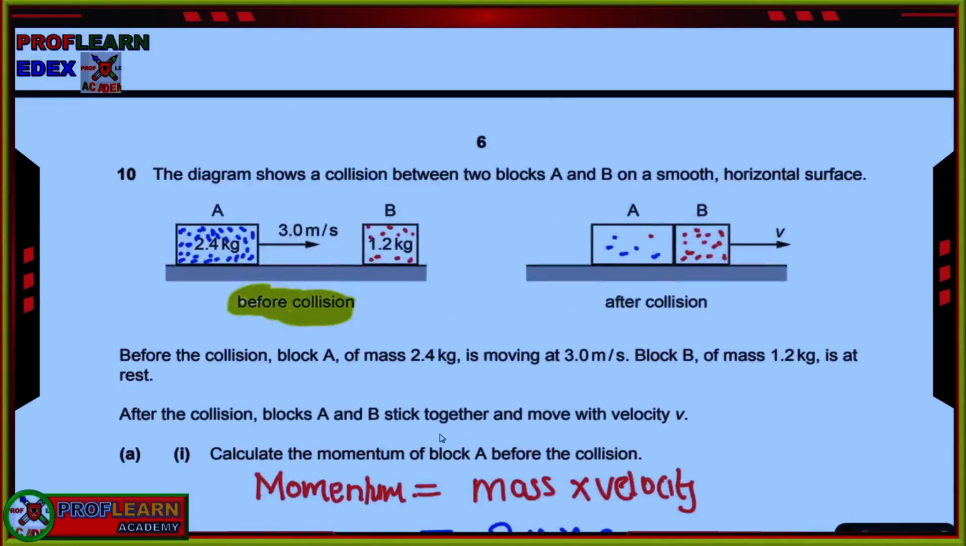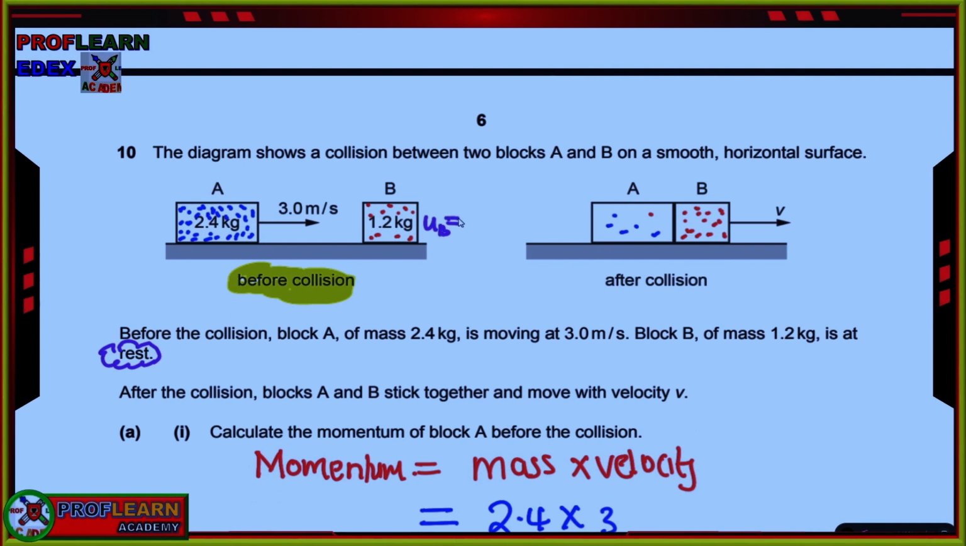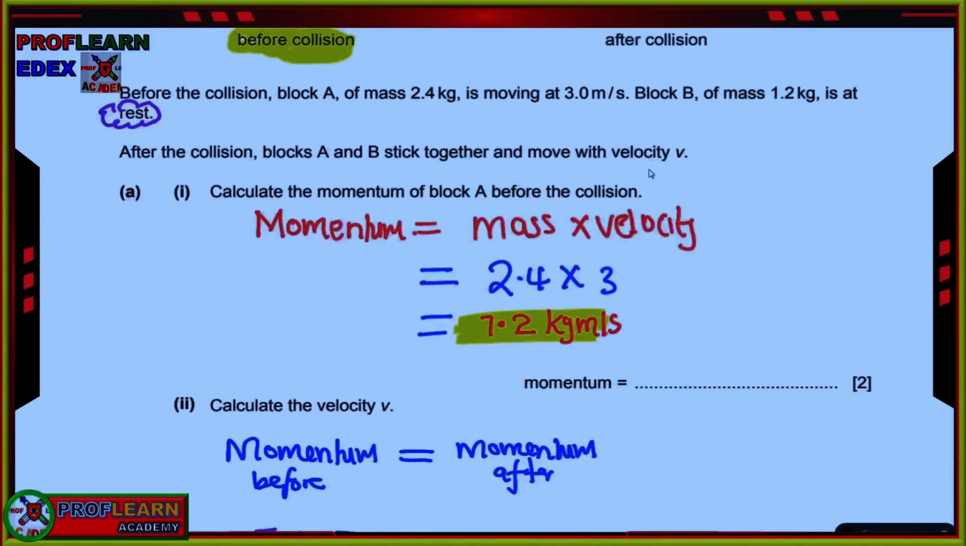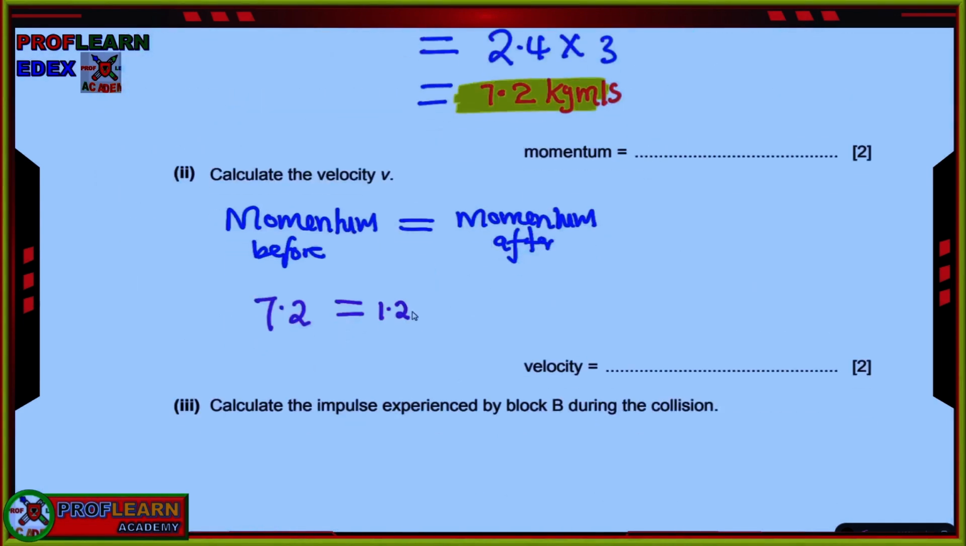But for us to find the common velocity now, we're going to use the principle of conservation of momentum. Momentum before collision is equal to momentum after collision. Now, before collision, B was moving at 0 meters per second, meaning it had 0 momentum. A had a mass of 2.4, B had a mass of 1.2. Then we're going to say before collision, total momentum is 7.2.